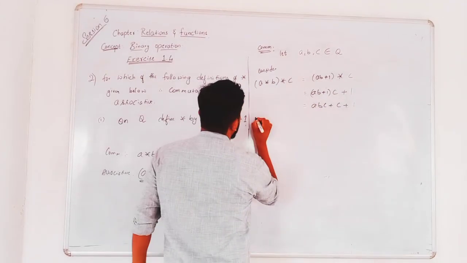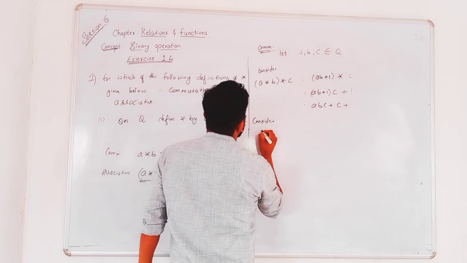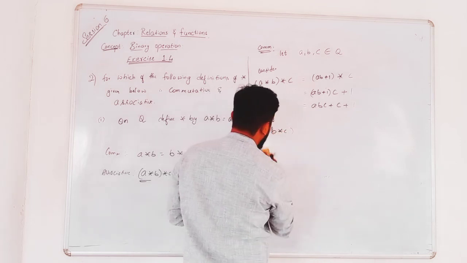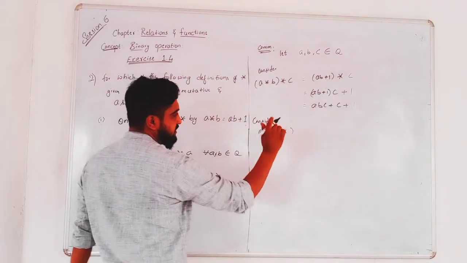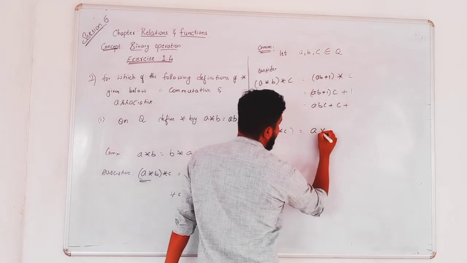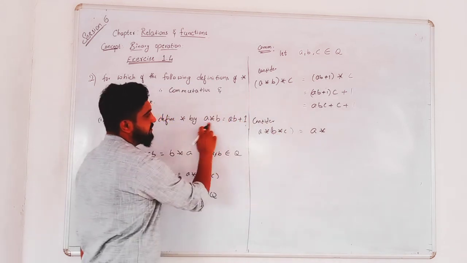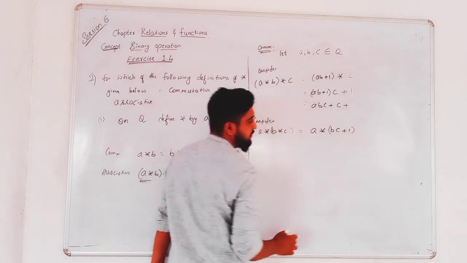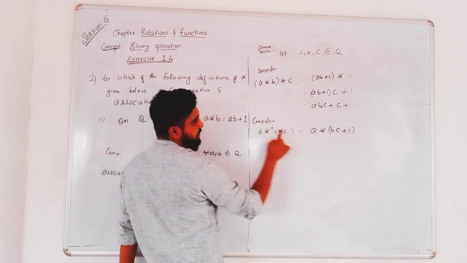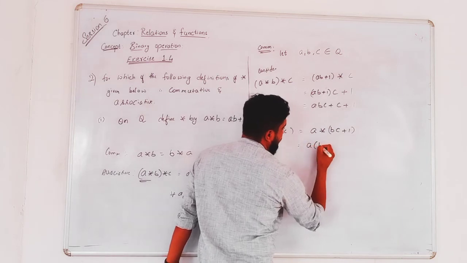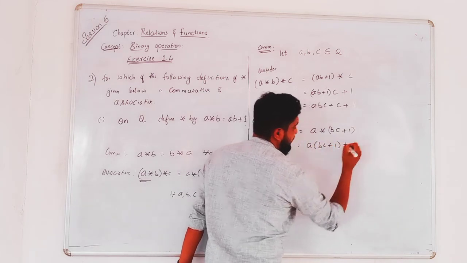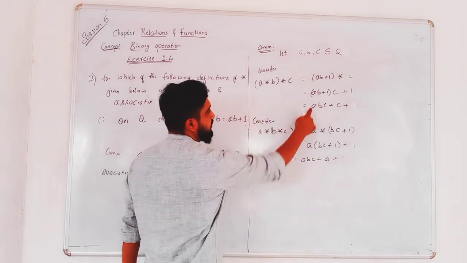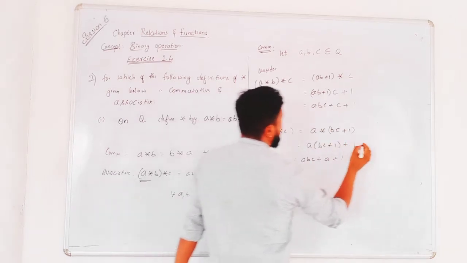Now consider a star (b star c). Now a star as it is written. So b star c is b into c plus 1. Now again, first into second plus 1, a into (bc plus 1) plus 1. So this is equal to abc plus a plus 1. Clearly those two are not equal.